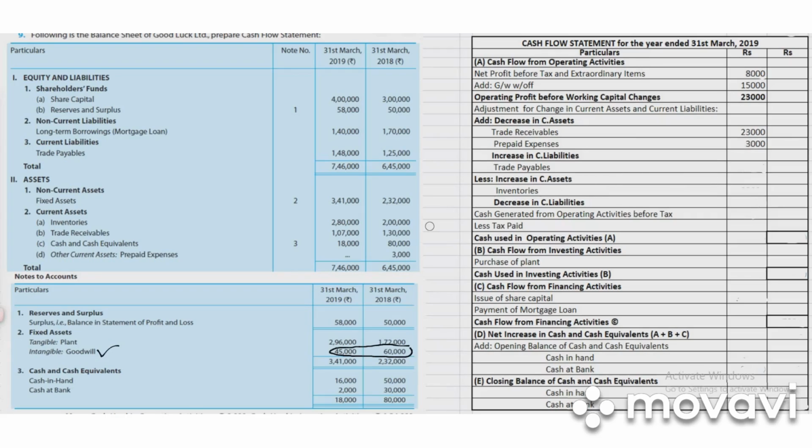Then increase in current liability. If you go to the current liability section, you can see trade payables. Trade payables, you can see there is an increase, right?